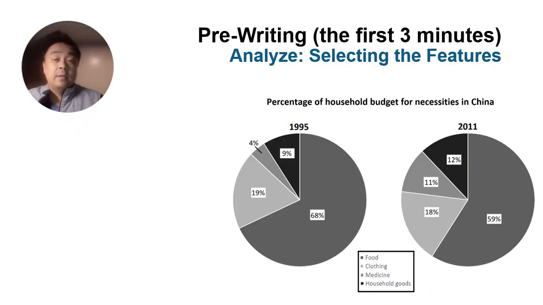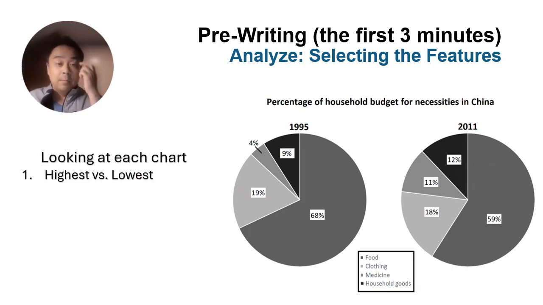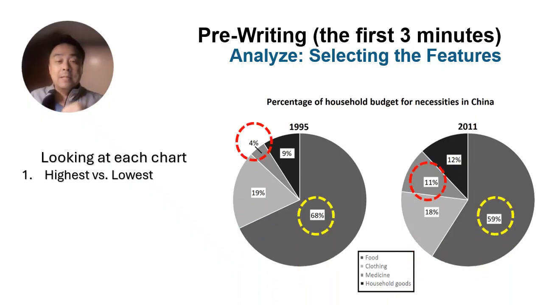Now, in the first moments of your exam, what you should be doing is analyzing and planning what you're going to write about. Students that do not do this and just start writing or typing are bound to waste time and lose time later on. So let's start by looking at both pie charts and identifying what was the highest and lowest. And this is what we see.